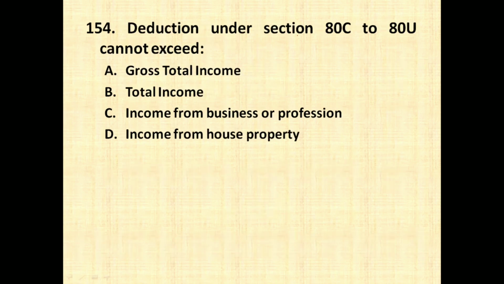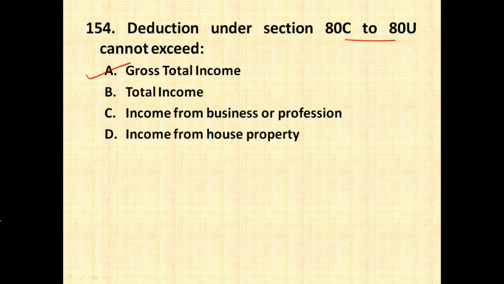Deduction under section 80C to 80U cannot exceed gross total income, income from business or profession, income from house property. So 80C to 80U deduction should not exceed the gross total income.